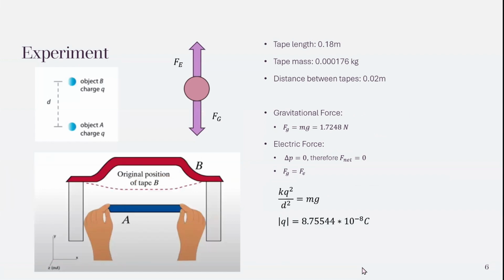Okay, so some of the calculations that we made in this lab stemmed from us taking the tape length and the tape mass and the distance between the tapes, and we were able to plug these into this formula here. And basically, what was happening was that the electric force was directly canceling the gravitational force because we noticed that the tape was suspended in air, it wasn't moving, and so the net momentum was zero, therefore the net force on the top tape was zero. Because F net equaled zero, we could equate the gravitational force and the electric force. And so here, when we equated the electric force with the gravitational force, we were then able to solve for the magnitude of the charge, which was 8.755 times 10 to the minus 8 coulombs.